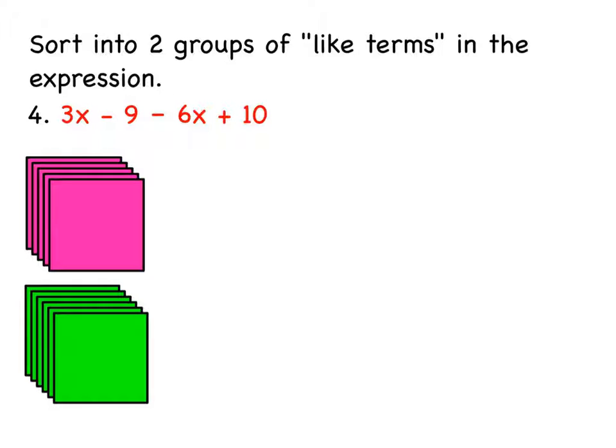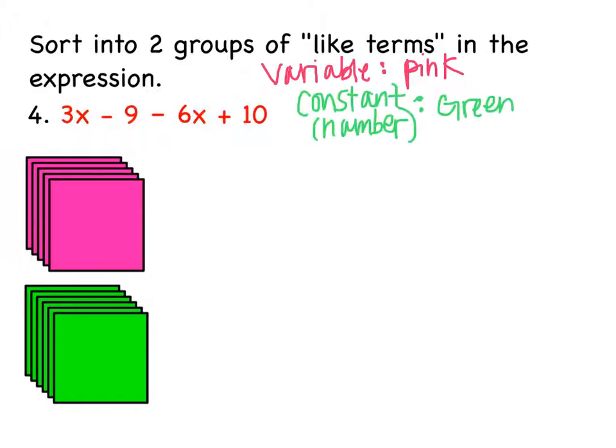All right, so the instructions say sort into two groups of like terms in the expression. Okay, so what I'm going to do is anytime I see a variable, I am going to write it on a pink sticky. And anytime I see a constant term, I'm going to write it on a green sticky. So remember, a constant is just a number without a variable attached to it. Okay, so let's take a look at our first one.